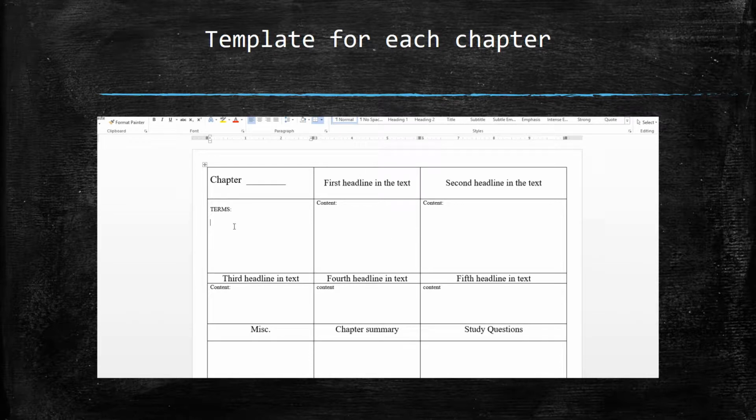So write your terms here. Your first headline in the text is you're going to put here. For chapter 1, it's going to say, what is pathophysiology and why do I need to study it? That's your first headline. Content, anything important, you're going to type in here. There's going to be the terms, just like the terms that you've already written and you possibly may have looked up. Some of them may not be in the key terms.